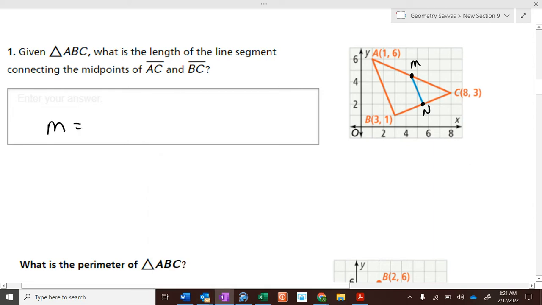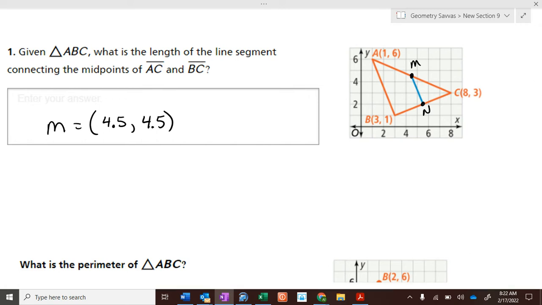Well, if M is a midpoint of AC, what's 1 plus 8? 9 divided by 2, 4.5. Add up the two endpoints and divide them by 2. What's 6 plus 3? 9 divided by 2 is 4.5. So that point is at (4.5, 4.5). And if you look at this, yep, that makes sense. That looks about right. Okay?